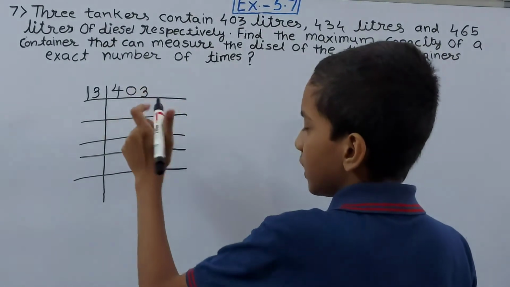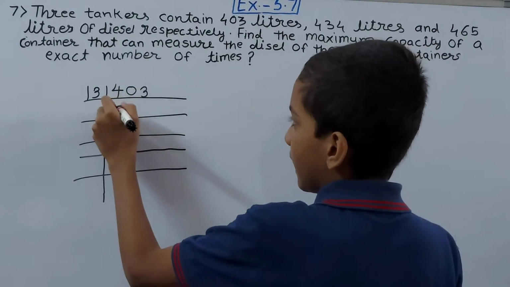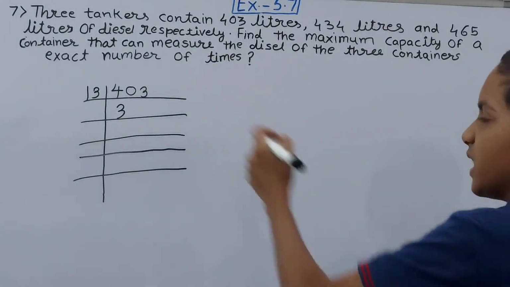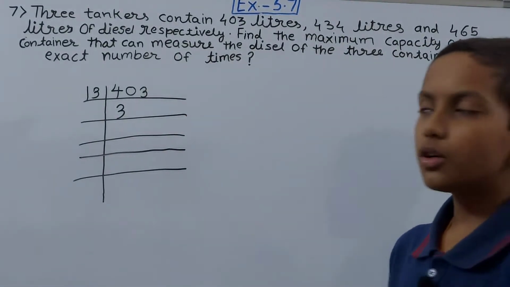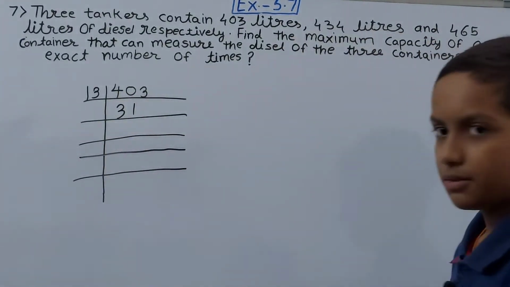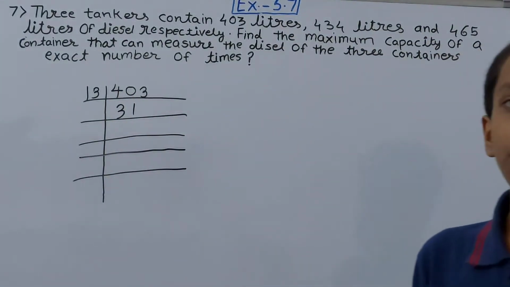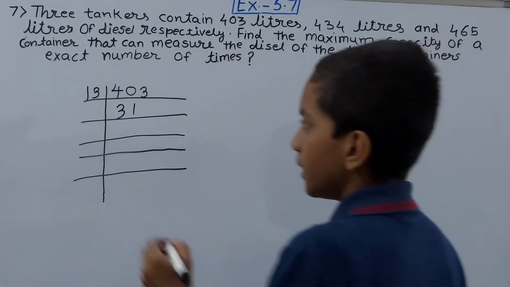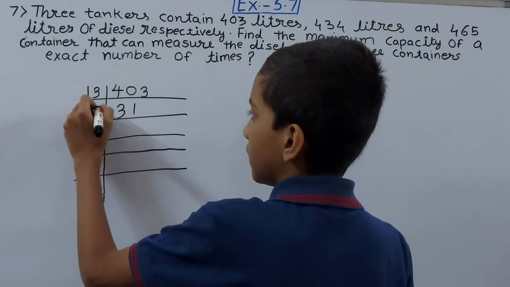So this is 40. So 39 is there, and 39 comes 3 times. 1 is carried. So this 3 has become 13, and 13 goes 1 times. Okay, and now we have 31. Same we have to do. We have to look for a factor. 31 is a prime number. That means we are going to take 31 only.